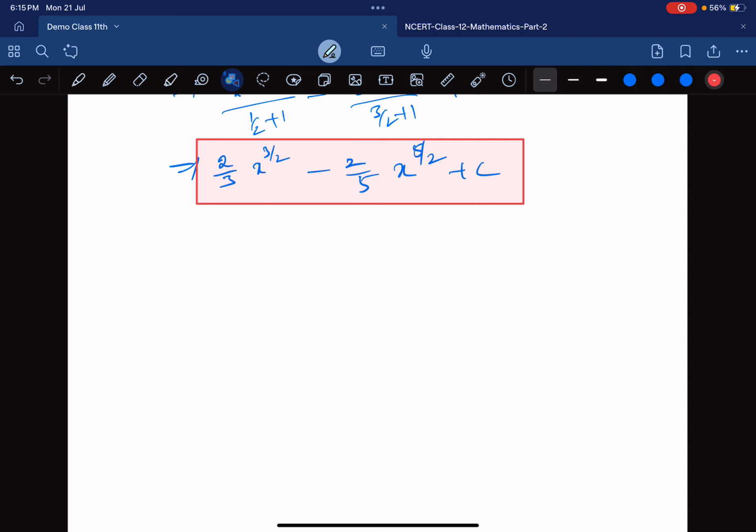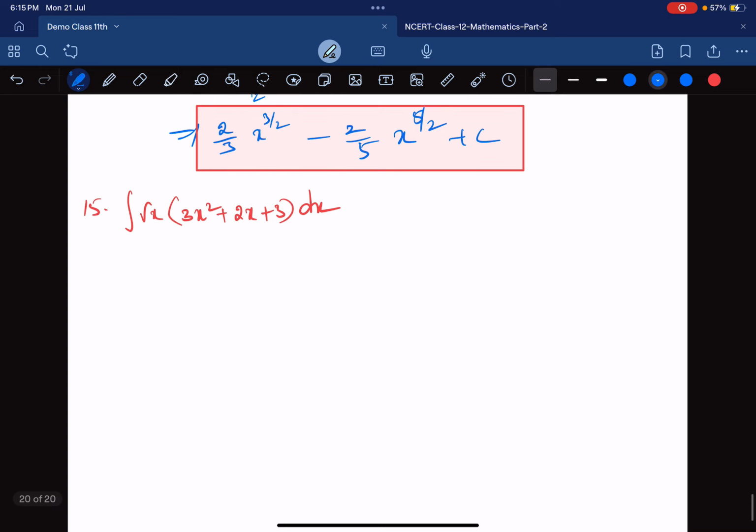So next one is the 15th problem. Integration of root x into (3x square plus 2x plus 3) dx. So multiply with root x. Integration of 3 times x power (2 plus 1 by 2), so 2 plus half is equal to 5 by 2, dx, plus 2 times integration of x power (1 plus 1 by 2), so 3 by 2, dx.